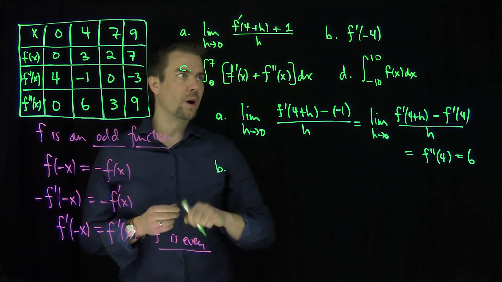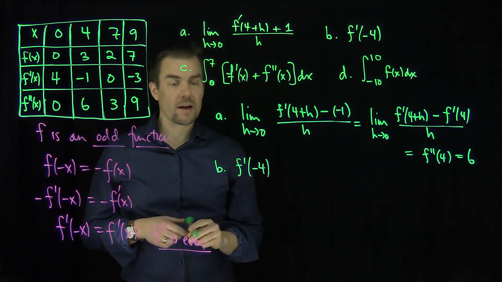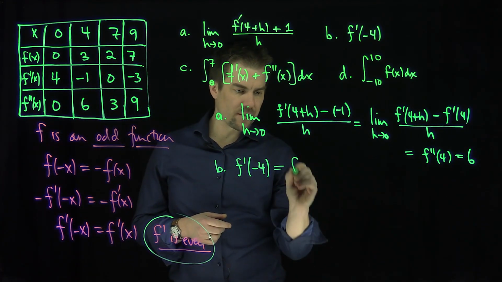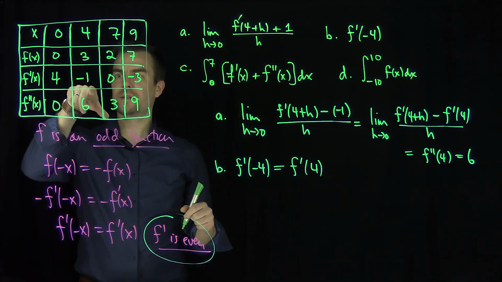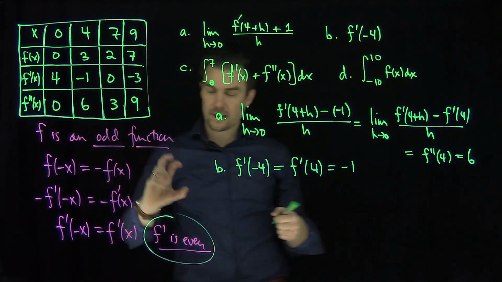For part B, what do we know? We'd like to find f prime of negative 4. Now we're using the fact that f prime is what? f prime is even. So since f prime is even, this is the same as f prime of positive 4. f prime of positive 4 is equal to negative 1. So this is negative 1.